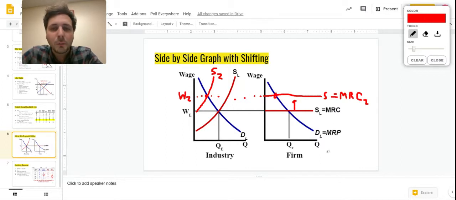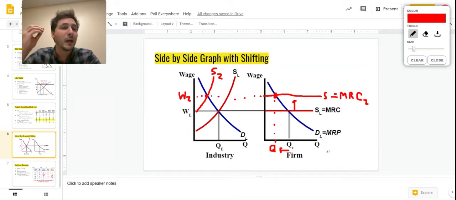Now, I know that I'm going to hire where the quantity is where MRC and MRP are equal. So at the intersection, I have a new MRC, so that intersection is right here. I dash down. This becomes my new quantity. My quantity has fallen. And because my quantity has fallen, it means that I'm going to hire fewer workers. And this makes sense. Wage is higher, so fewer workers are going to be hired as a result. That's how you shift and show the change on another curve.